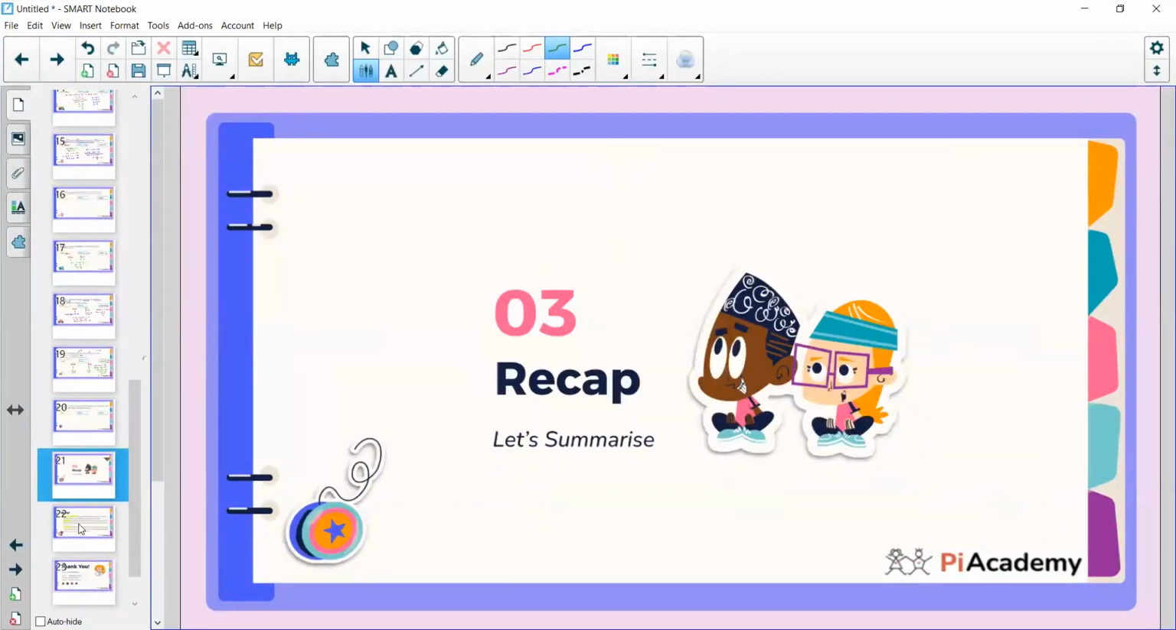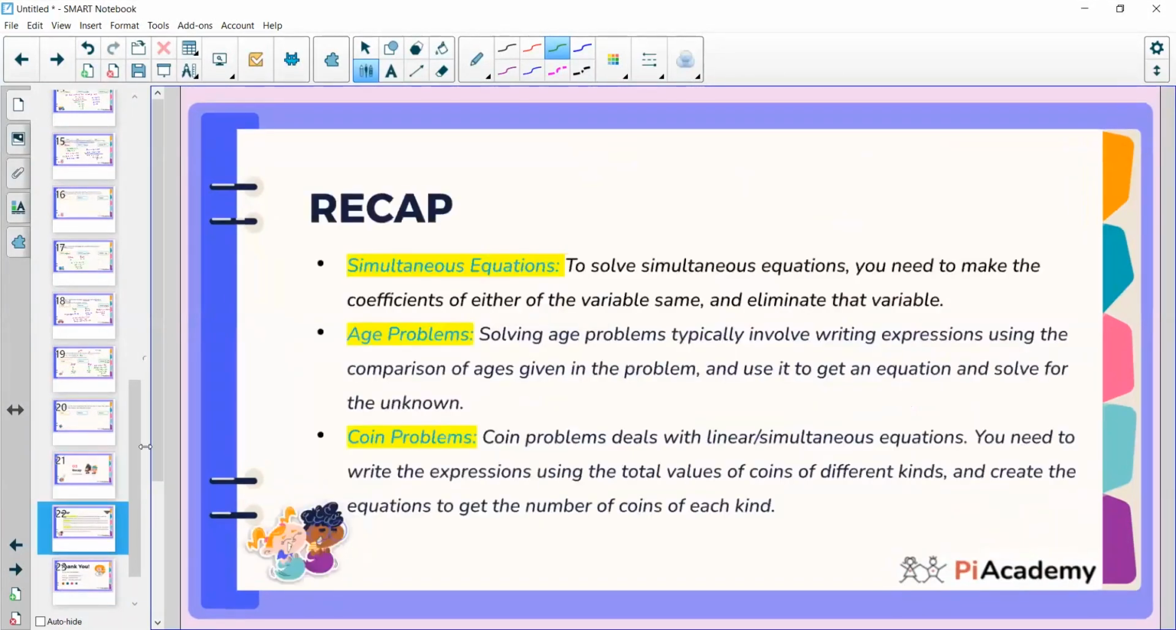Now let's have a very short and quick recap of all the things we learned in today's session. It's about simultaneous equations. To solve simultaneous equations, make the coefficients of either of the variables the same, and then you end up eliminating that variable. What would that do?